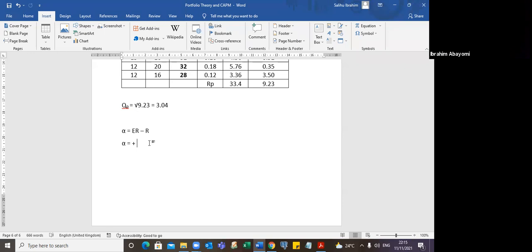Number two, if your alpha value is negative, it is interpreted to mean the security or the stock is overvalued in the market, meaning that the output of the share is not up to what the market is disclosing. So if you have a share, what will you do? You sell, because you will sell to a gain.